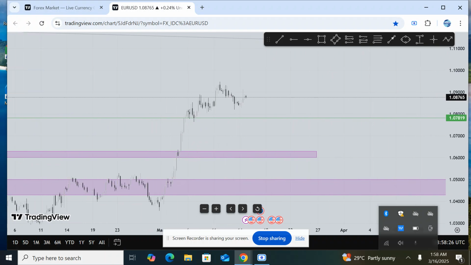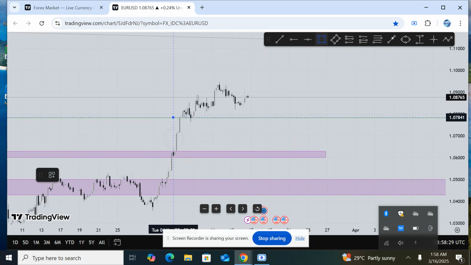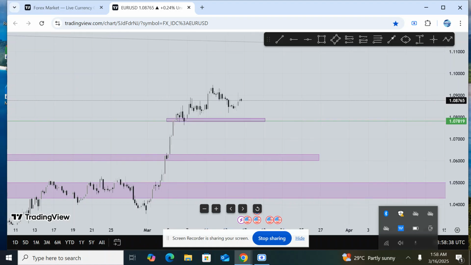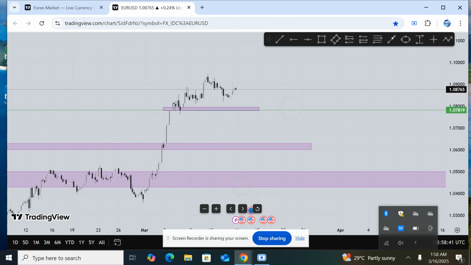So what we should be anticipating: I might just draw a zone right about here. If we expect Euro USD to give a pullback right about here, then for the upside scenario, we'll look for a buy confirmation, and our first level target is going to be here, 1.09324. That is our first level target for this first pullback.